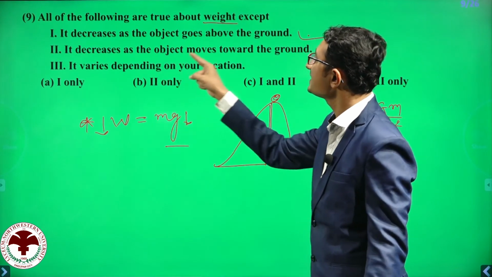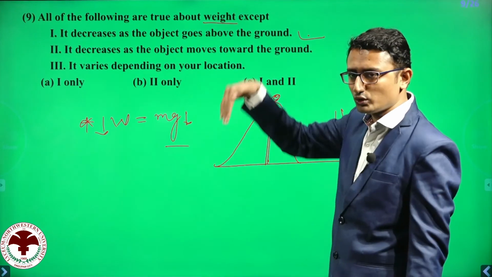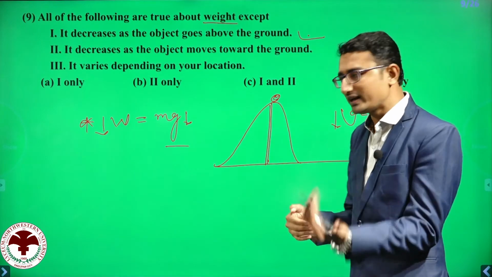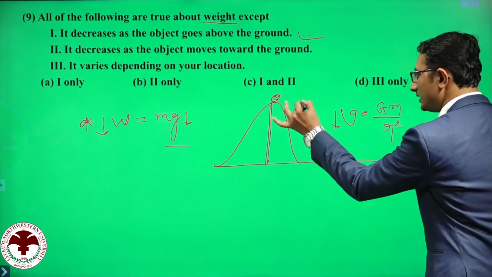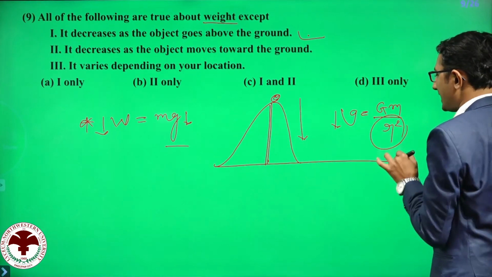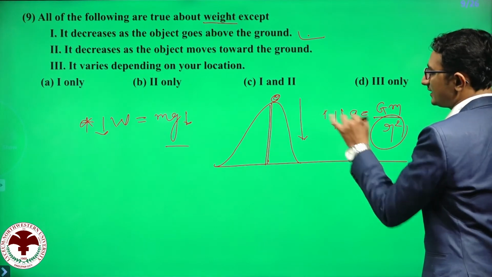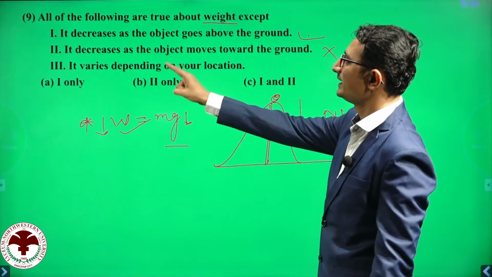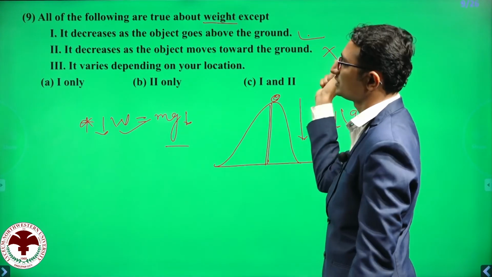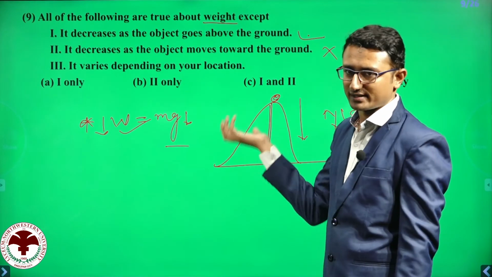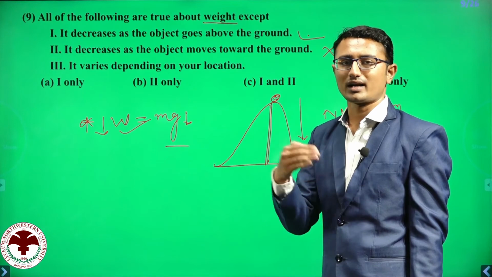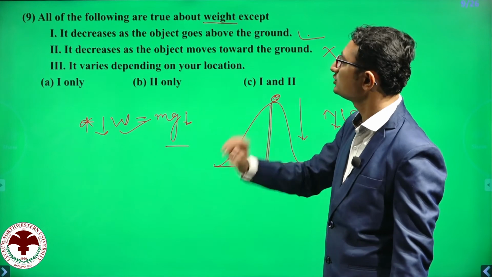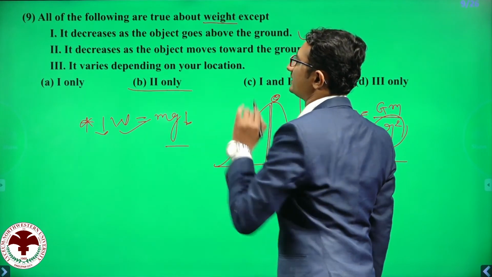Now the second one: it decreases as the object moves towards the ground. If you are moving toward the ground, your height is going to decrease, and that is why your weight is going to increase, because g is going to increase. If you are moving towards the ground, r is decreasing, and that is why g is increasing. And if g is increasing, then weight should increase, and that is why this sentence is the wrong one. So this is the wrong sentence. It varies depending on your location: yes, that is right, because if you change your location, your height will be different, your gravitational acceleration will be different, and that is why weight will be different. But the second sentence is wrong. So 2 only is the right answer we have.